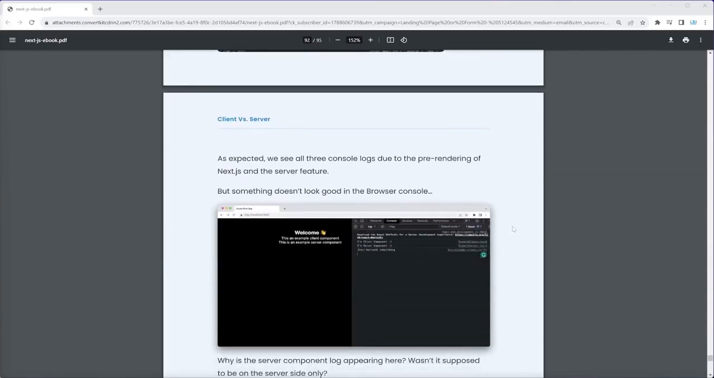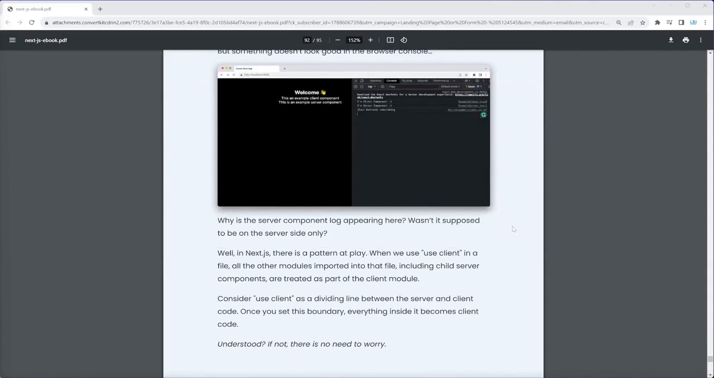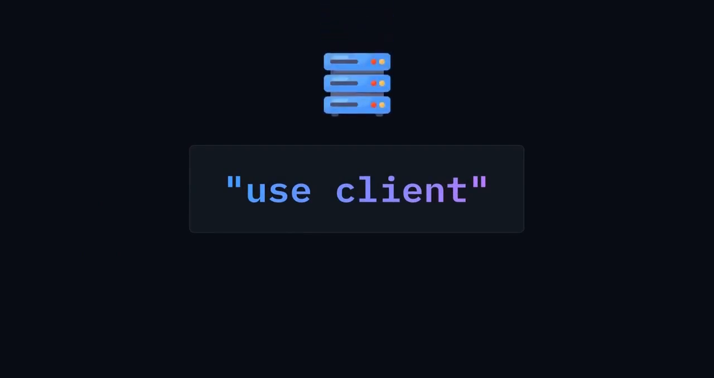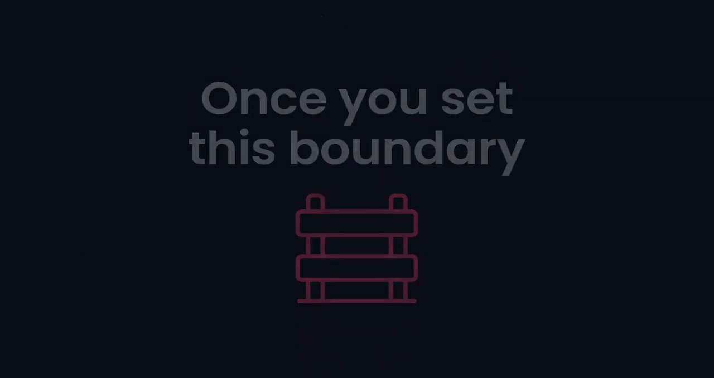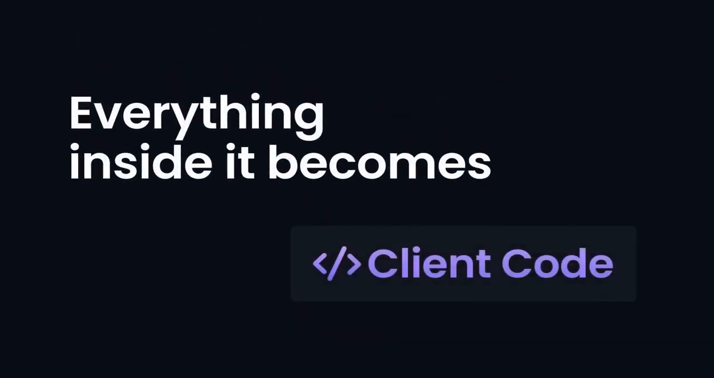But something doesn't look good in the browser console. Why is the server component log appearing there? Wasn't it supposed to be on the server side only? Well, in Next.js, there is a pattern at play. When we use client in a file, all other modules imported into that file, including child server components, are treated as a part of the client module. So consider use client as a dividing line between the server and client code. Once you set this boundary, everything inside it becomes client code.